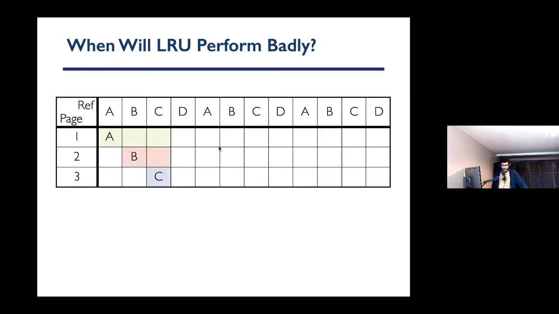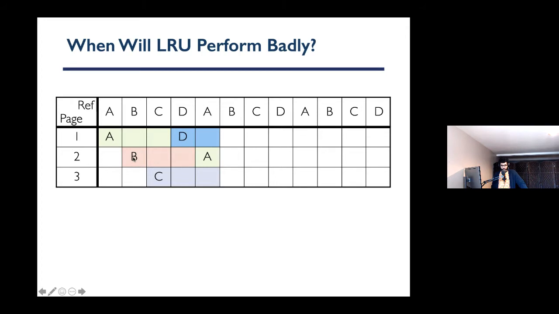So let's run LRU. A, B, and C are going to go in. Now, next is D. We see which one was referenced the least in the past, and that would be A. So we will put D in place of A. Then, unfortunately, the next one is A. So then we have to choose between D, B, and C. Well, B was referenced the furthest in the past. So we're going to evict B.